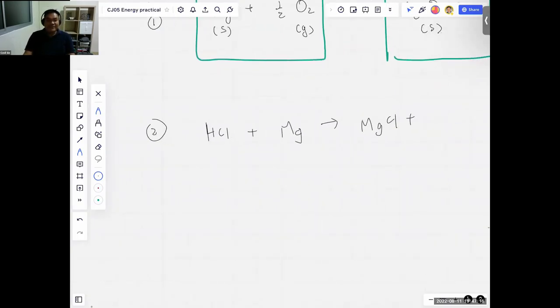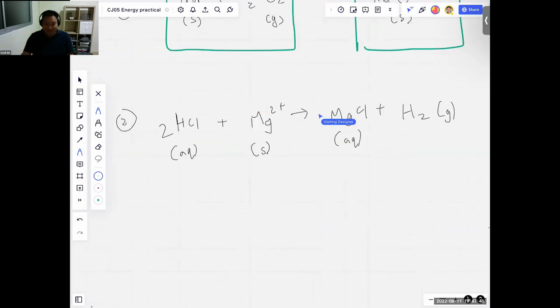MgCl, very good. Wait then. Okay, then mind. I remember. Very good. Yes. Made a mistake. Mg is 2+. No, you should not put it here, but no, MgCl2. Cl is minus 1. Okay, then please balance.